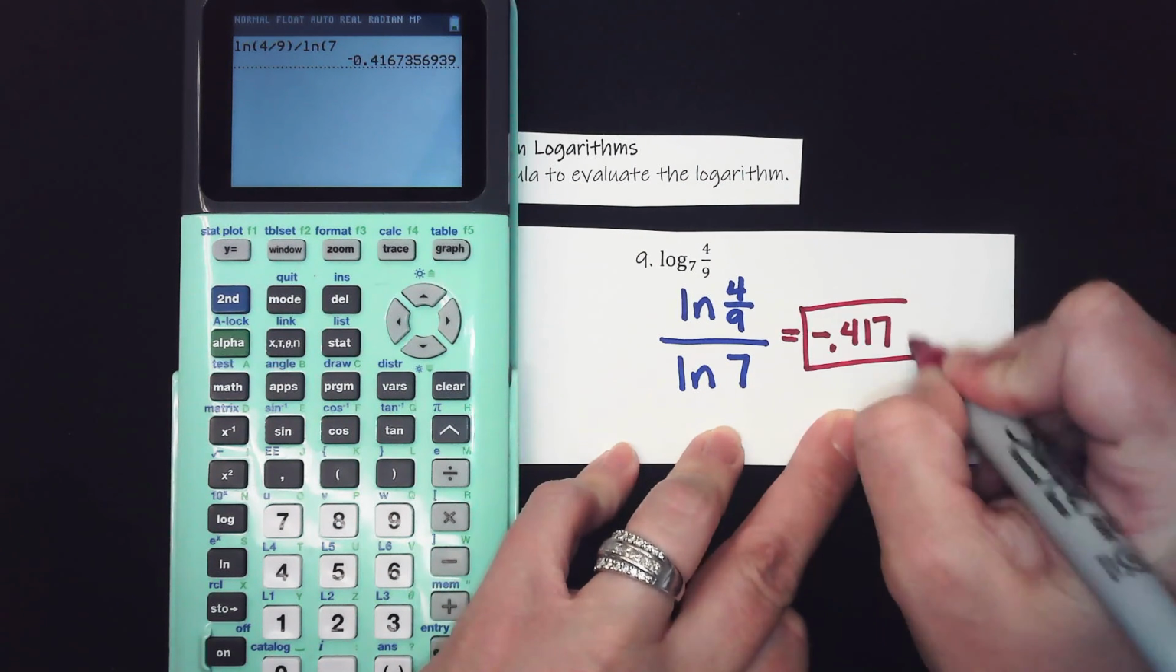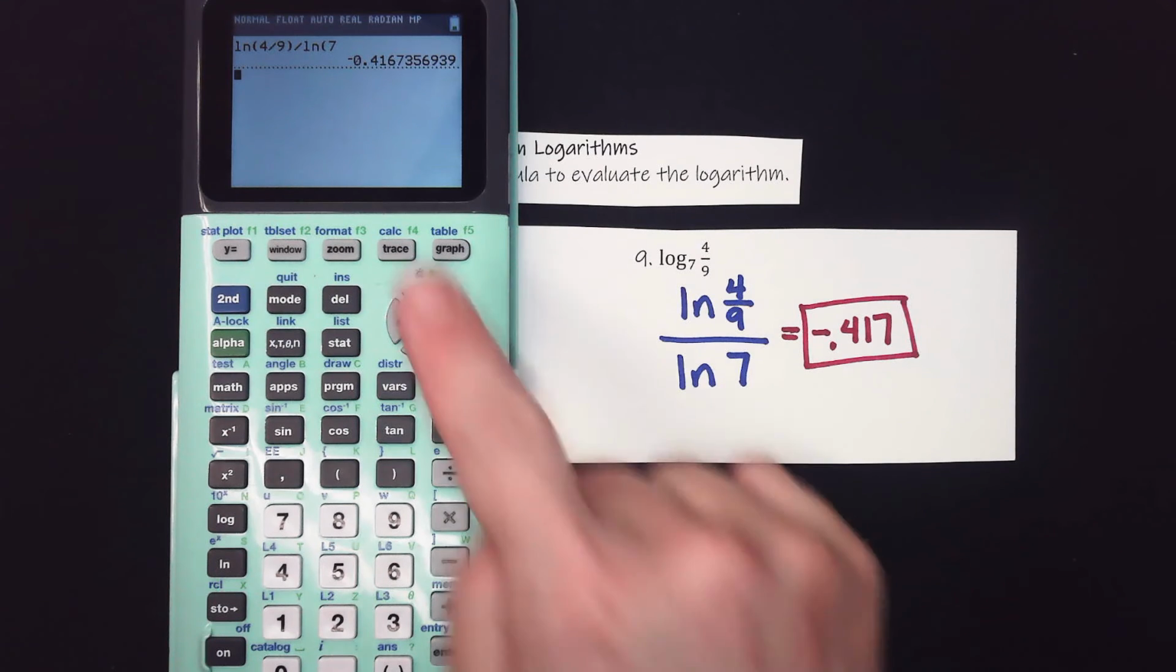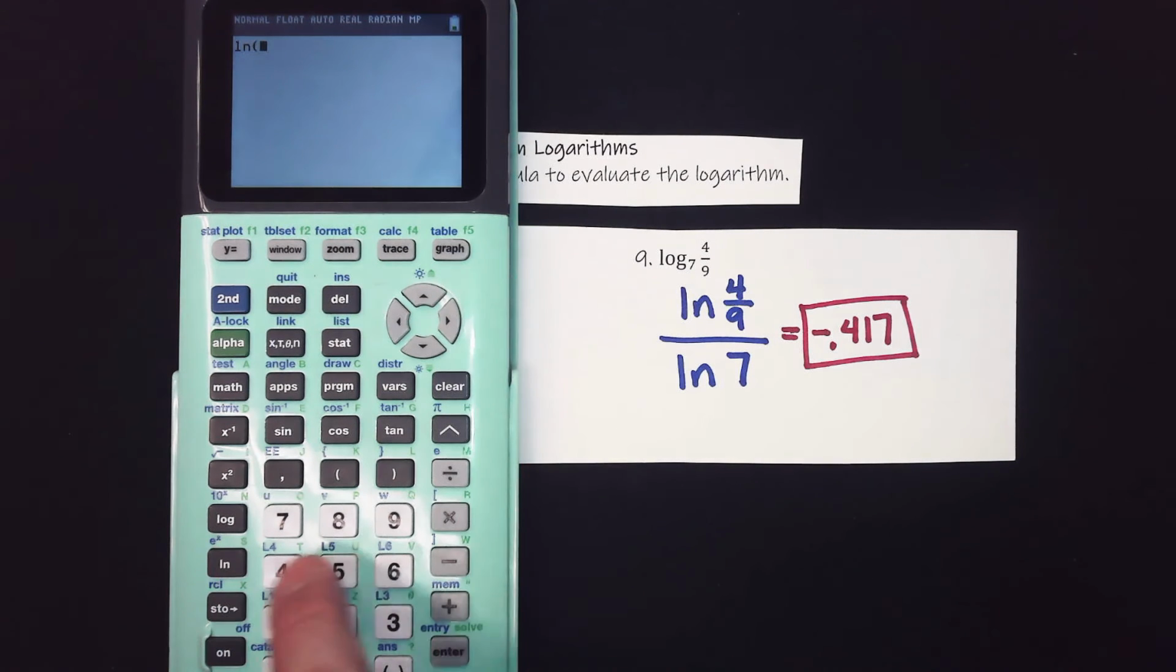Now, something you can do if you forget to close the parenthesis on the top is put in natural log of 4 divided by 9, push enter, then divide by the natural log of 7, and push enter again. That's another way to not have to end a parenthesis.